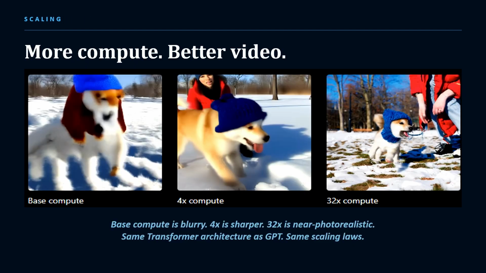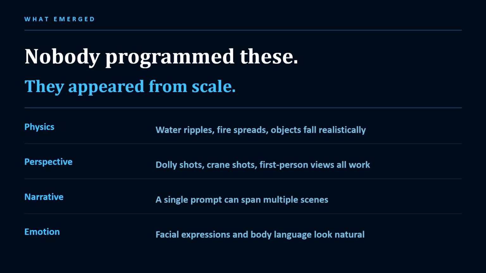Base compute produces blurry video with motion artifacts. 4x compute is noticeably sharper. 32x compute gives near photorealistic results with smooth, natural motion. Same architecture as GPT. Same scaling laws. The transformer is what makes this possible. Nobody programmed these, they appeared from scale: physics, perspective, emotion. A single prompt spanning multiple scenes. Facial expressions that look natural. None of this was in the training objective, it just appeared.